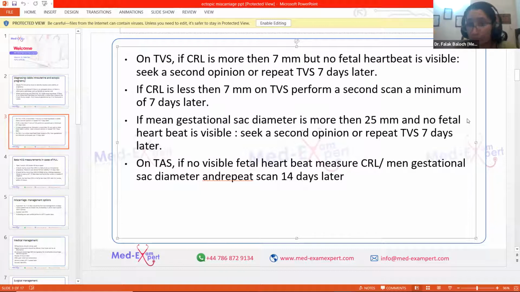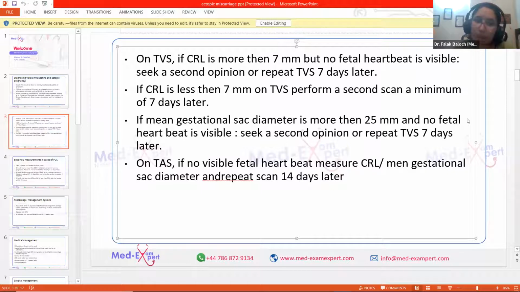If there is no fetal pole, obviously, then we go for mean gestational sac diameter. The cutoff value would be 25 millimeters. If a mean gestational sac diameter is more than 25 millimeters and no fetal heartbeat is visible, again, we follow the same rule as we were doing for the CRL. We seek a second opinion or we repeat a transvaginal scan 7 days later. So this is on transvaginal scan.